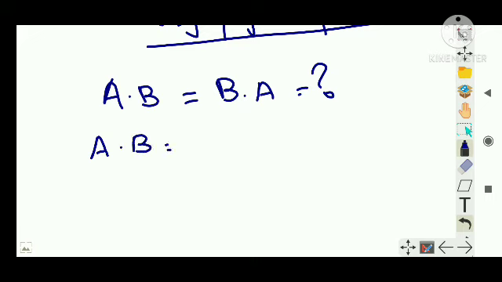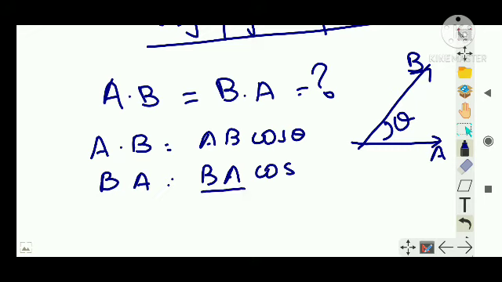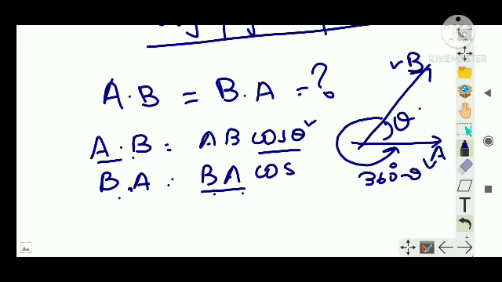A dot b is ab cos theta. We taught it. Now, b dot a will be ba cos what? Suppose this is our vector a, this is our vector b, and theta is the angle between them. When you take b dot a, it is ba cos of the angle between b and a, which now becomes 360 minus theta. That is the angle made by b with a. In a dot b, theta is the angle made by a with b. Sorry, this is a with b, and this is b with a.